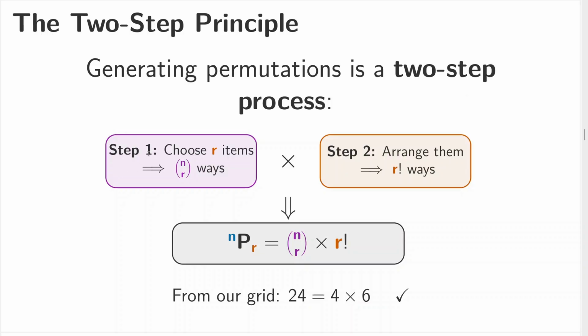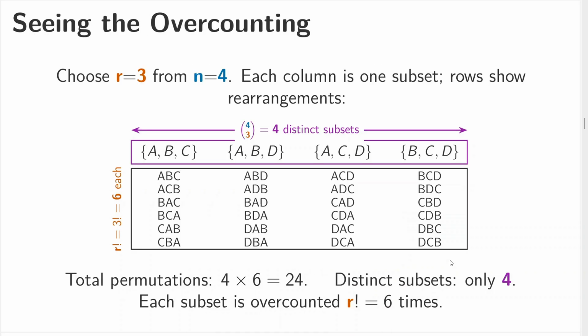Step 1, you choose your R items. The number of ways to do this is our combination, n choose R. Step 2, you arrange those specific items you just picked. The number of ways to arrange them is R factorial ways. Therefore, the total number of permutations, NPR, is equal to the combinations, n choose R, multiplied by R factorial. Looking back at our grid, those 24 total permutations were simply the 4 distinct groups multiplied by the 6 different ways to arrange each one.